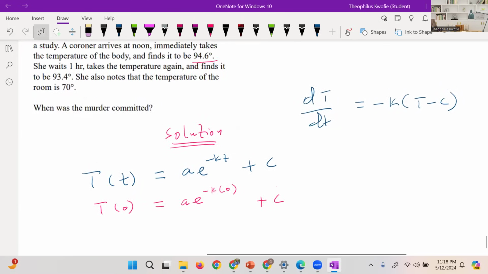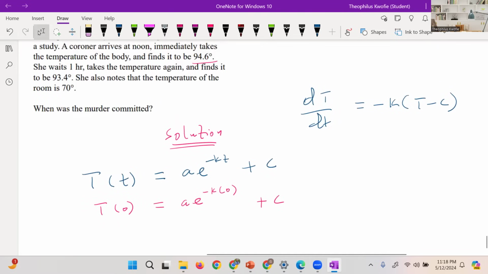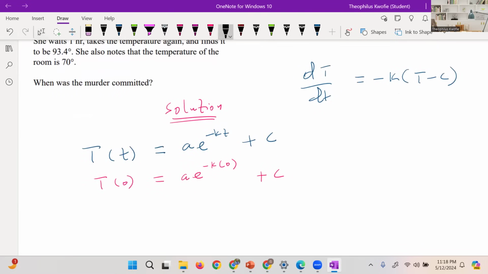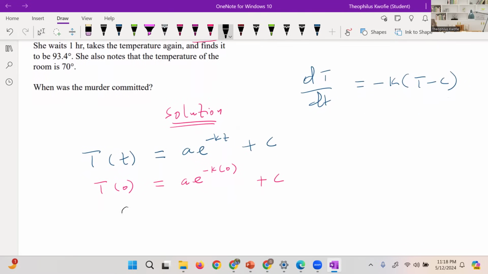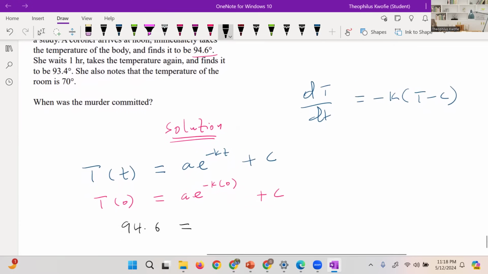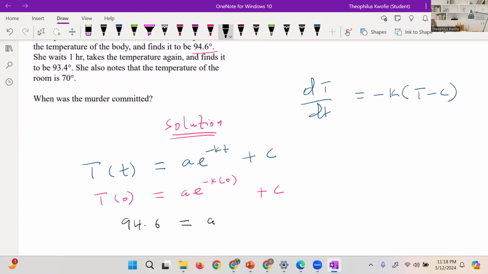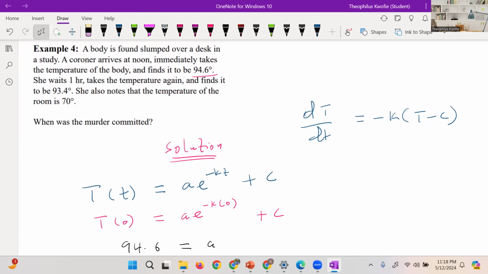But at time zero, the temperature of the body was what? Was 94.6. So what it means is that whenever I see T of zero, I just replace it by what? 94.6. Okay? Is that okay? Remember, e to the power zero will be 1. Okay, so in that case, you're going to have, and what to be our C? Our C was giving us what?